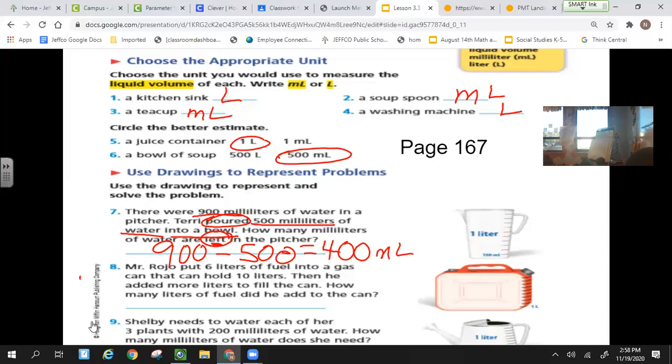Mr. Rojo put 6 liters of fuel into a gas can that can hold 10 liters. Then he added more liters to fill the can. How many liters of fuel did he add to the can? So he had 6 liters. He had to get to 10. How many more do you need to get to 10? Write your answer.